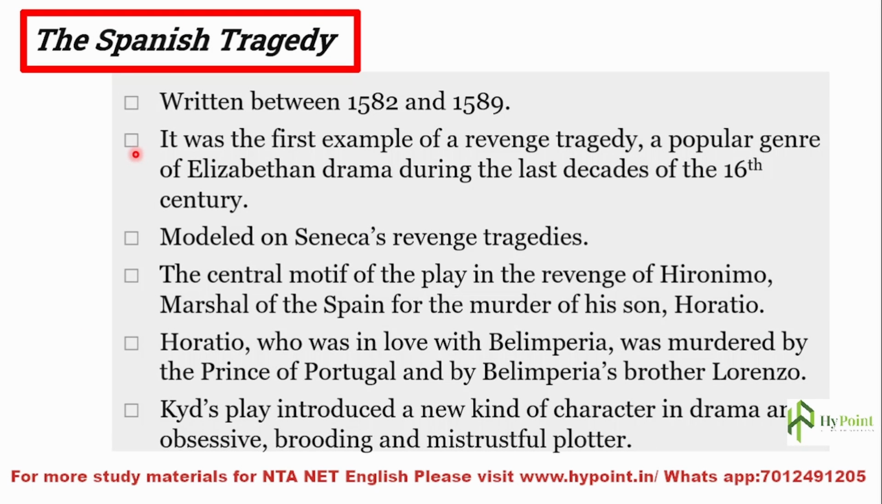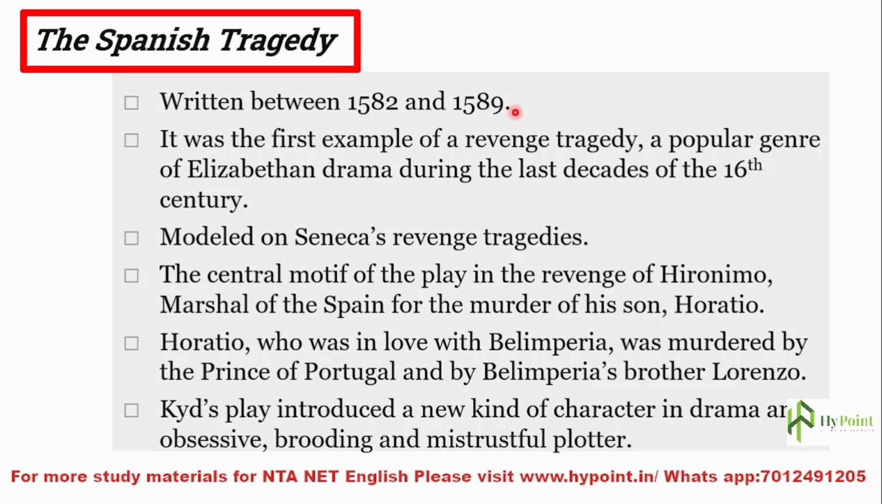Now let's see some basic details related to The Spanish Tragedy. I have already told you we will have a separate video about The Spanish Tragedy in which we will explain in detail the actions happening inside the play. So here I am only giving a very brief overview, a kind of introduction, and some details related to The Spanish Tragedy. It was written between 1582 and 1589.